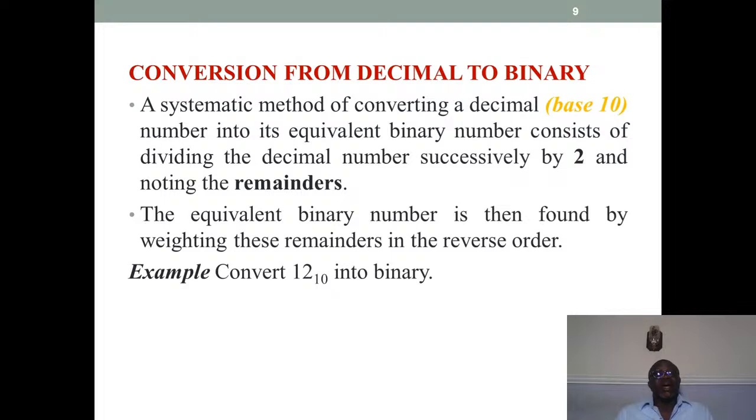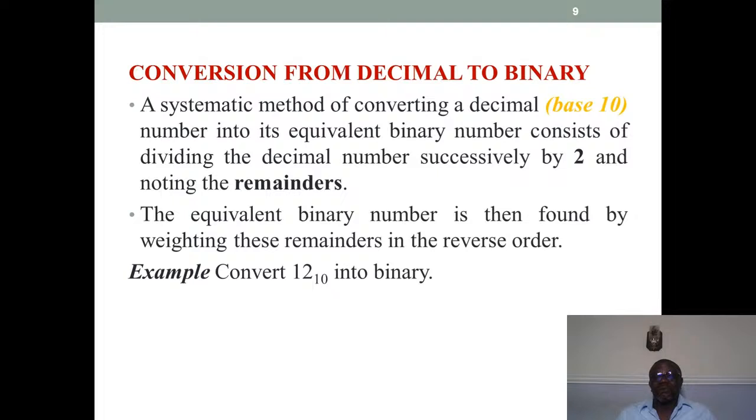But we can go ahead to learn how to convert from decimal to binary. We use a systematic method of converting a decimal number into its equivalent binary number. It consists of dividing the decimal number successively by 2 and noting the remainders. The binary equivalent is then found by weighting these remainders in the reverse order.